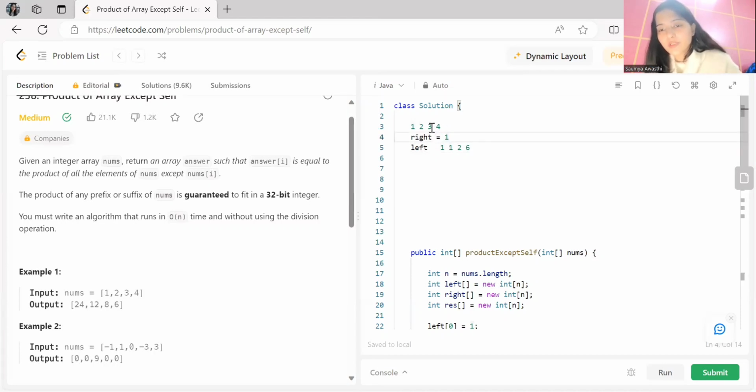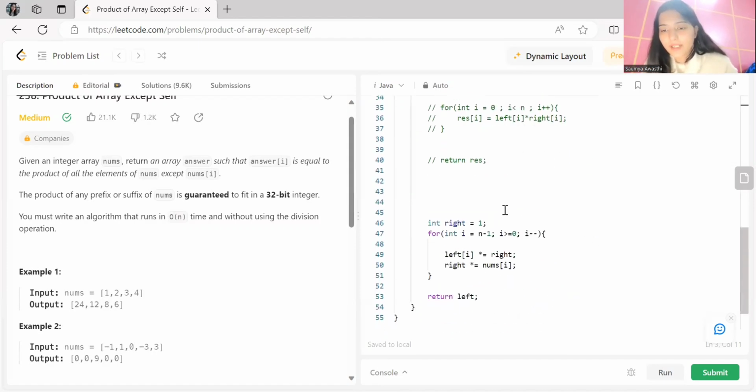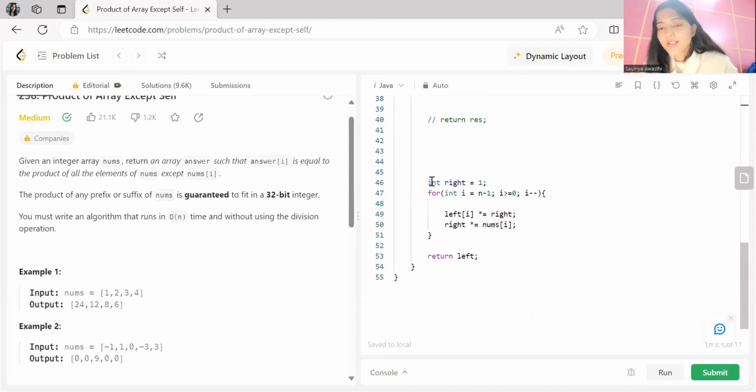Now we have to take this element under consideration, because we will move ahead now. I value will move ahead. Let me show you this part. So we are starting from n minus 1 position, right?